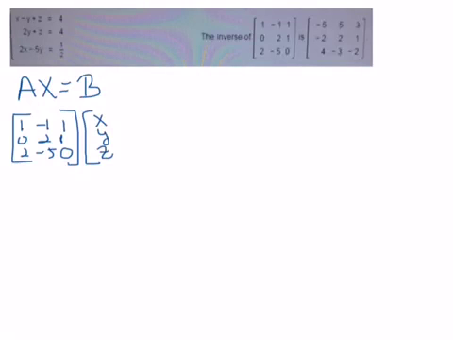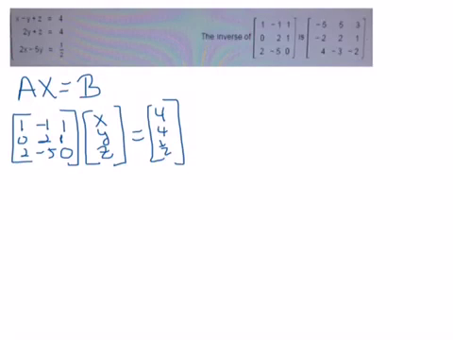If I get rid of those arrows, I could write this in the form: A is 1, -1, 1, 0, 2, 1, and 2, -5, 0. Wow, that's ugly. Let's try that again. X, in this case, is the matrix x, y, z equals B, the column matrix 4, 4, 1/2.